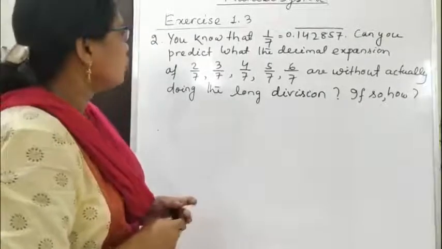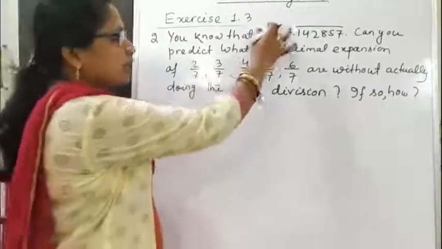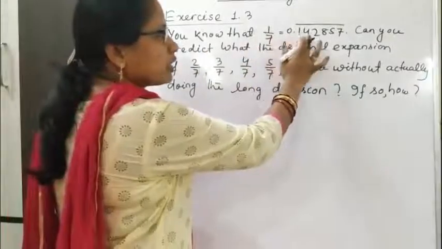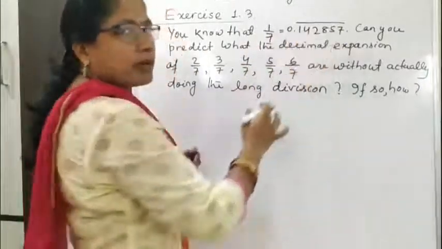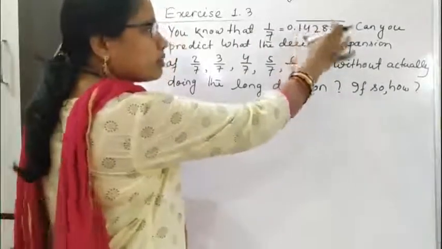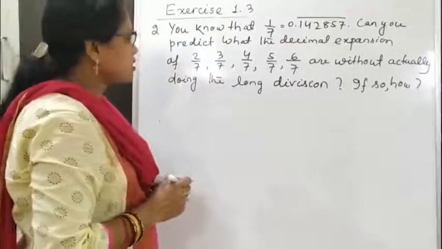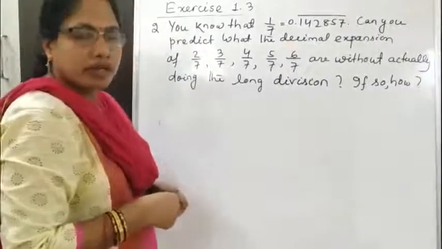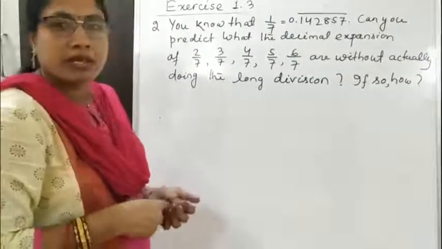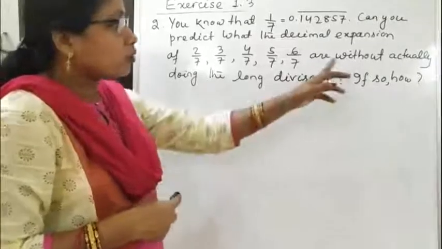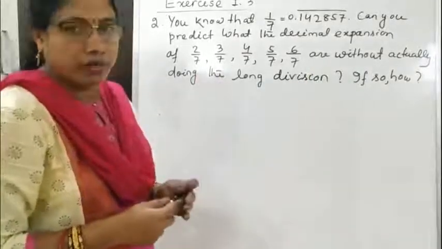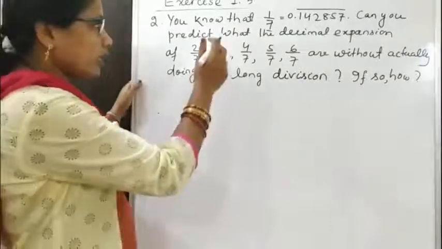Question number 2. You know that 1 by 7 is equal to 0.142857 bar. This group of numbers is repeating. Can you predict what the decimal expansions of 2 by 7, 3 by 7, 4 by 7, 5 by 7, 6 by 7 are without actually doing the long division? Yes, we can do it.